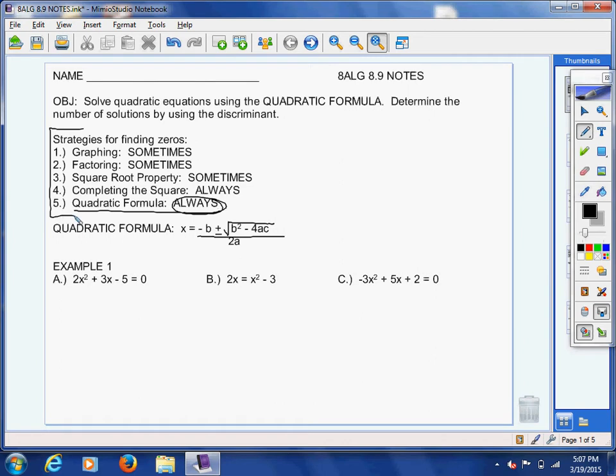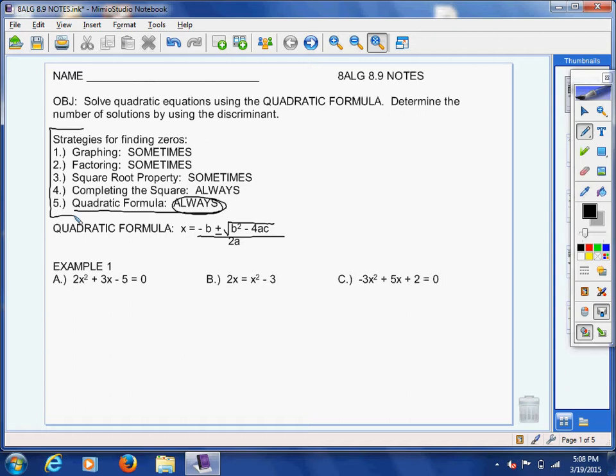Graphing, that was what we learned in 8.5. Sometimes that's effective. Sometimes we just can't get the trace button to give us the exact answer, or it's not on the table. We have to guess from the graph. And so we don't want to guess. We really want to know what is the exact answer. And graphing is sometimes a very effective tool, especially if when you graph it, it lands on an integer. That would be great. Factoring, not all quadratics are factorable, so that's only effective sometimes.